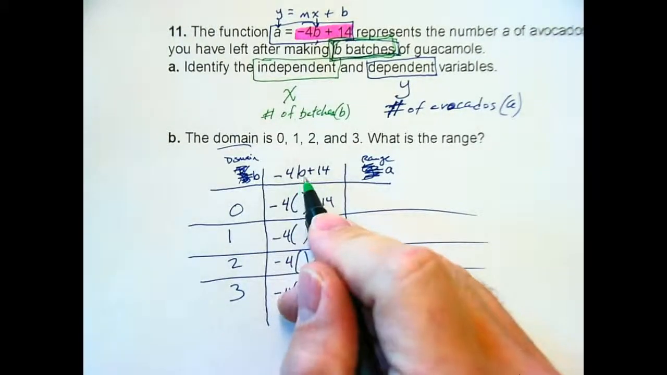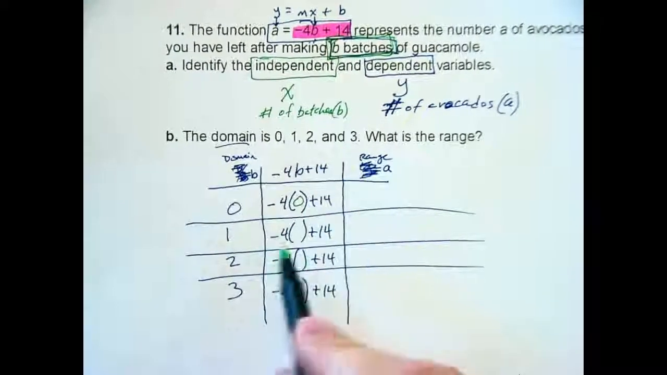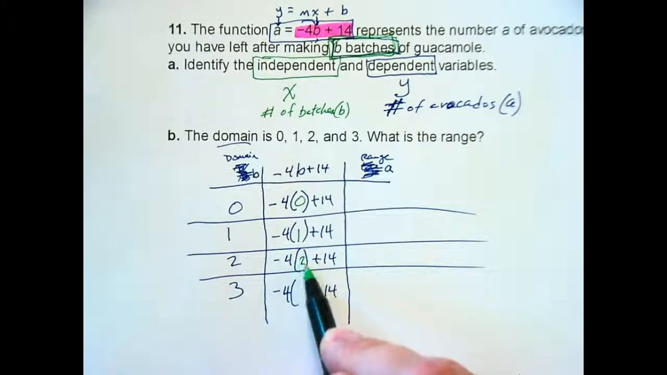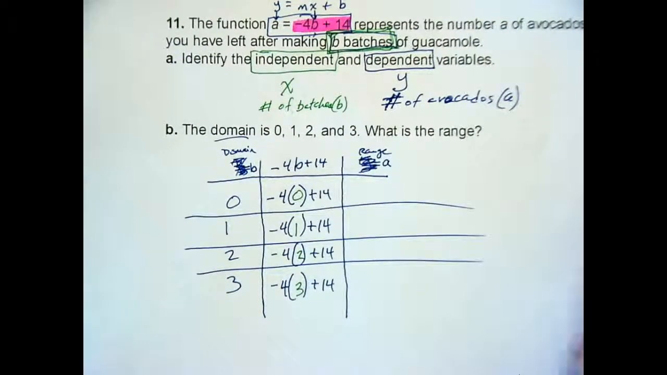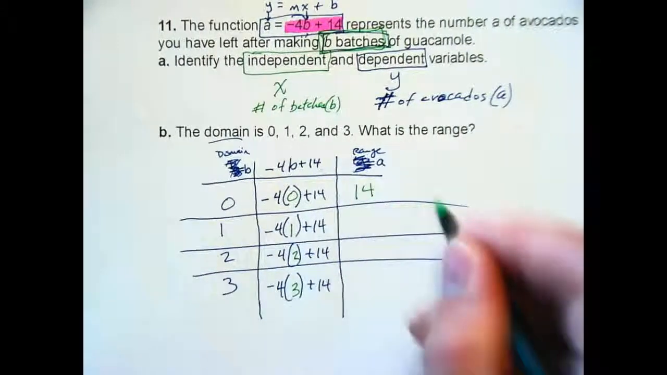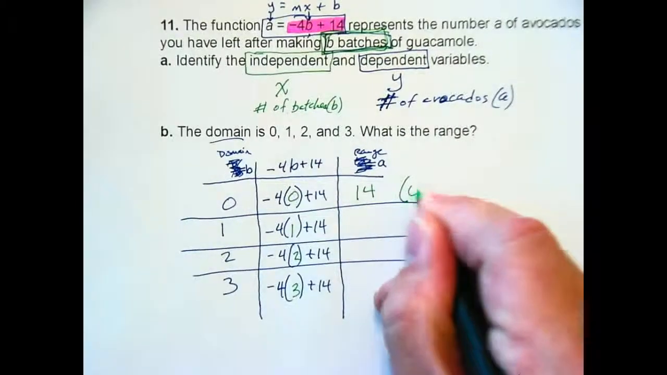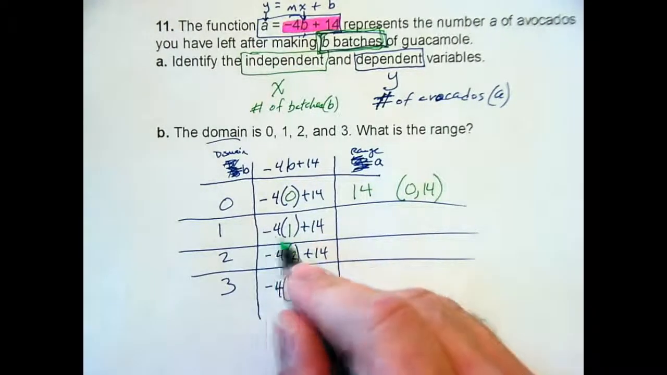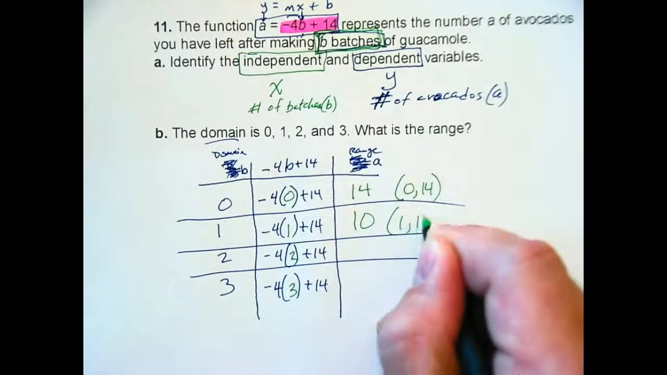Okay, negative 4 times B. Well, my input is 0. Notice that the only thing that's changing here is where my input goes. And I put parentheses there. What goes here? 1. Here? 2. And here. 3. Now you have a bunch of math problems to do, just like we did in our warm-up. Negative 4 times 0 is? 0. Plus 14 is? 14. And that gives you a coordinate. Just so you know, the reason we do these tables is so you can graph it later. 0, 14. Okay, 1, negative 4 times 1 is negative 4, plus 14 is 10. So you get 1, 10.